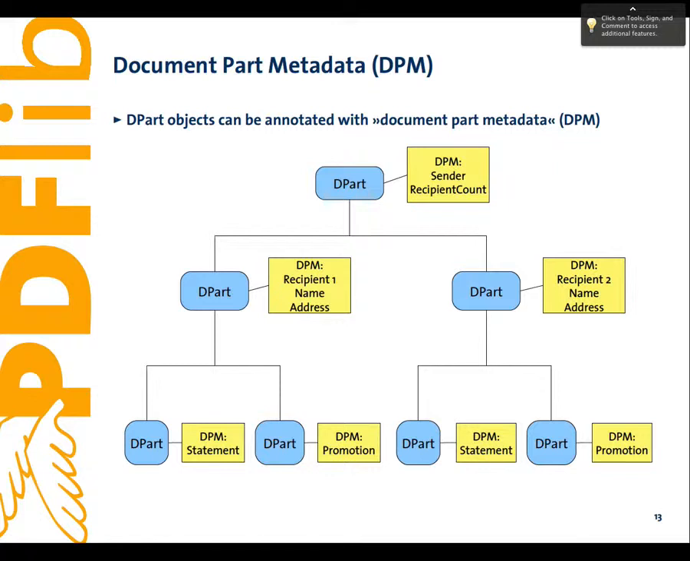To the next level, which I could imagine is the recipient level, I could have the name and the address and maybe the zip code of the recipient. And then at the bottom level, I could describe what kind of document parts I have here. So for example, the pages for one specific recipient could always consist of a statement and a promotion part.